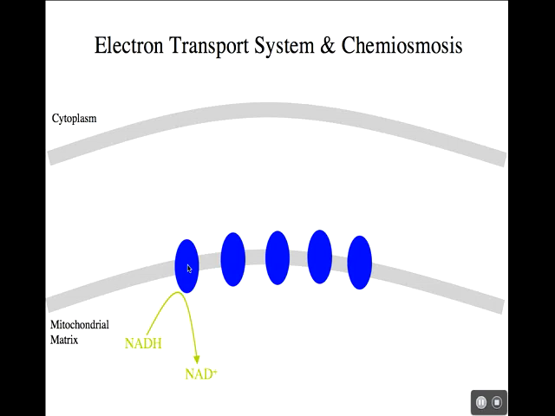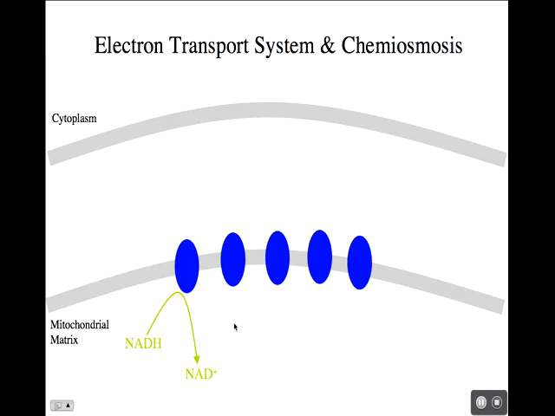I'll back up and do it again. NADH comes up. NADH is the reduced form. Our first protein rips off NADH's extra electron. NADH just got oxidized into NAD. He lost his electron. Our first protein just got reduced. He gained that electron.